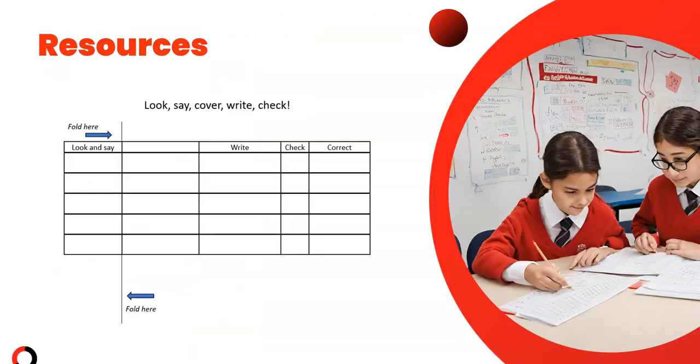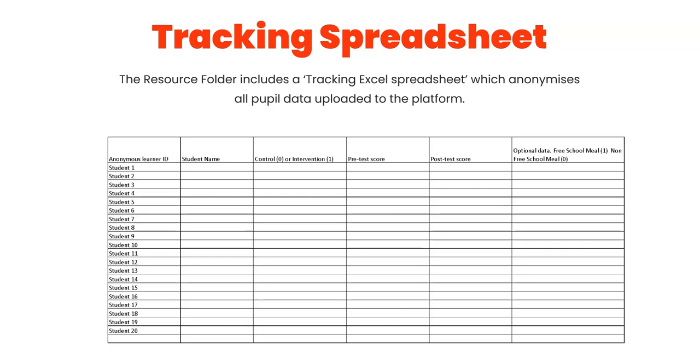In the resource folder, you will find a template on a Word document. You'll also find a one-page guidance for the assessment and also some frequently asked questions. In the resource folder, you'll also find an anonymized tracking spreadsheet, which allows you to link a student on our system to a student on the platform.